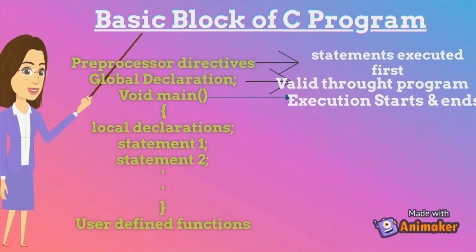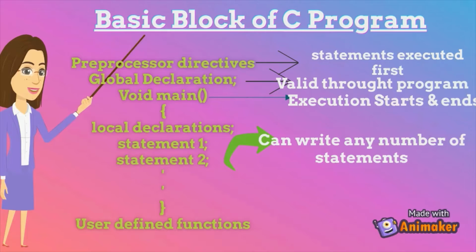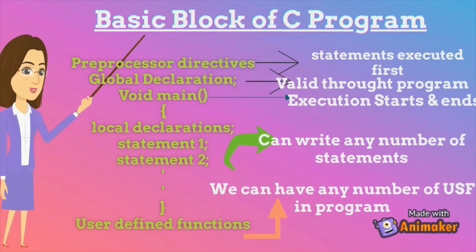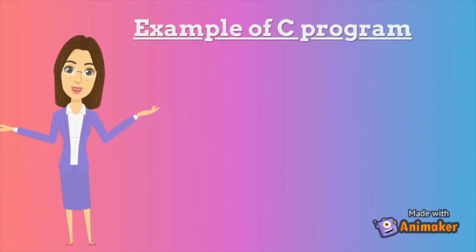Next local declaration. Here variables are declared inside the function. At last we have user-defined function. Here we can define any number of user-defined functions in our programs. Let's understand block of C code with an example.